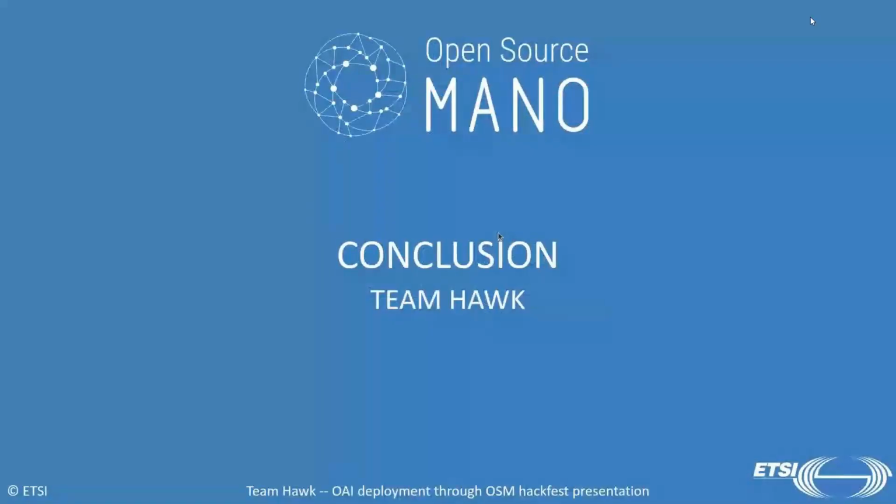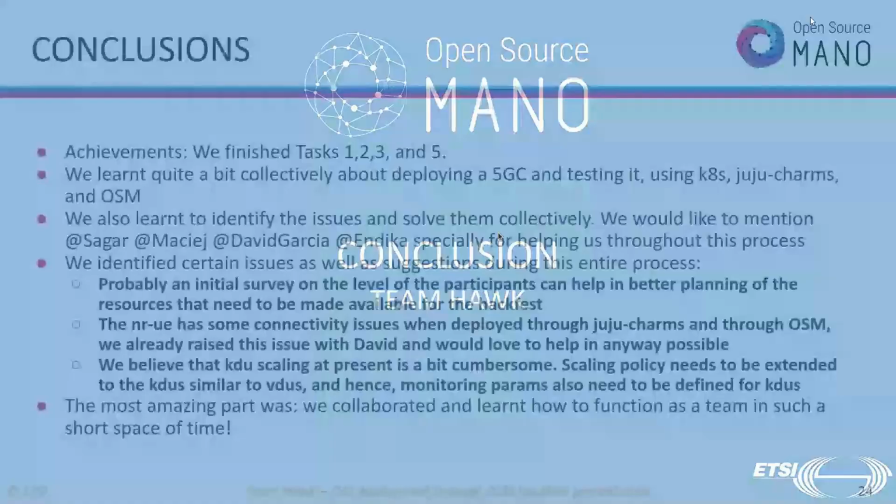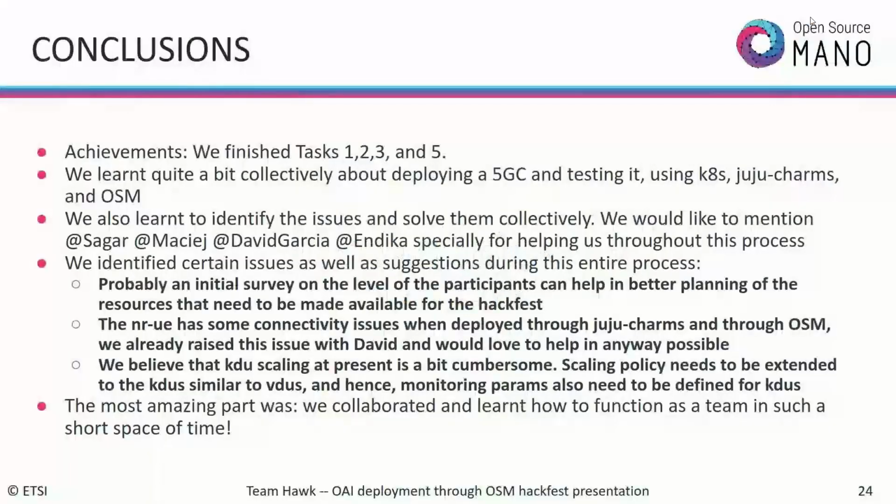So just to conclude, the achievements were that we finished tasks 1, 2, 3, and 5. We learned quite a bit collectively about how to deploy 5GC and test it using Kubernetes, Juju Charms, and OSM. We also learned to identify issues and solve them collectively. And we would like to mention here Sagar, Mashish, David Garcia, Andika, and Sylvia. Sorry, Sylvia, I missed out your name here. Especially for helping us throughout this process.